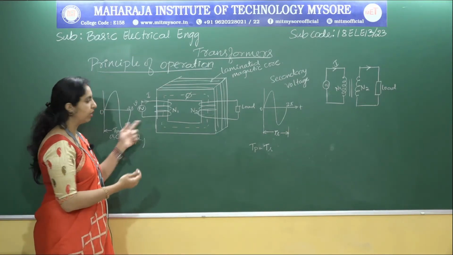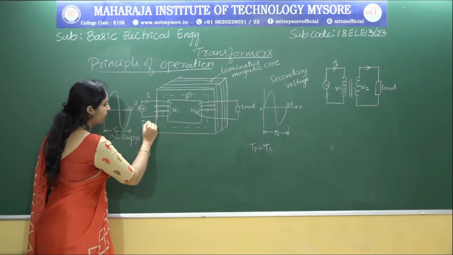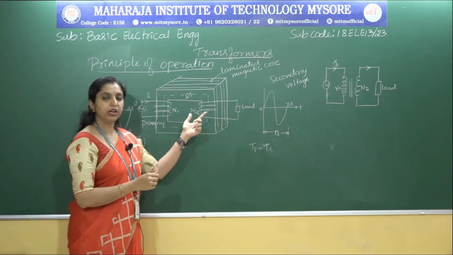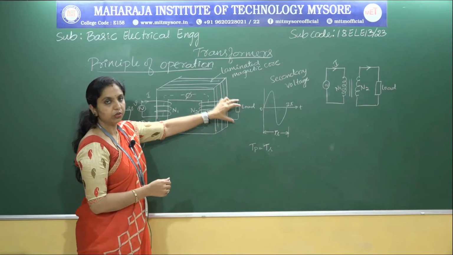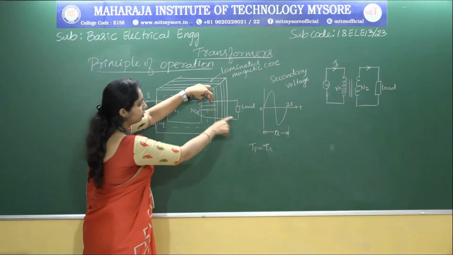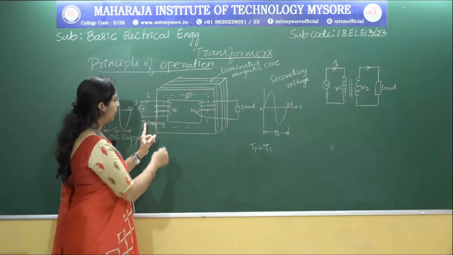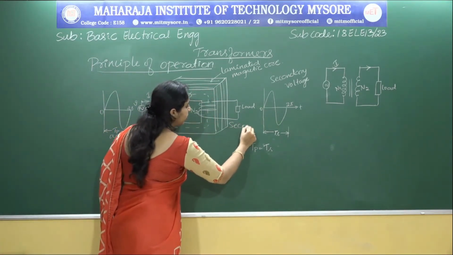When the winding is connected to the voltage source, we call it the primary winding. This part we call the primary winding. Similarly, the winding which is connected to the load we call the secondary winding. So here we have the primary winding at this part and this we call the secondary winding.